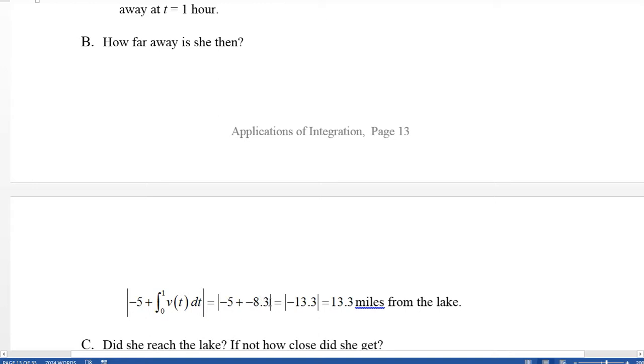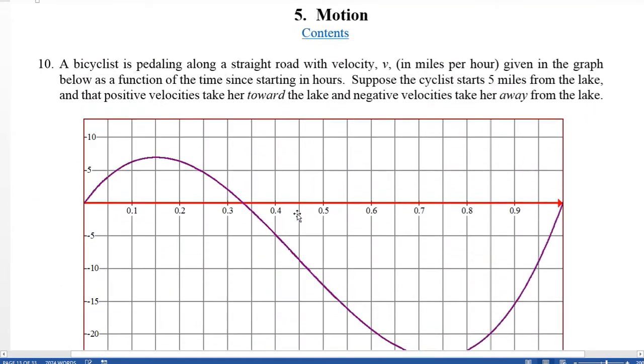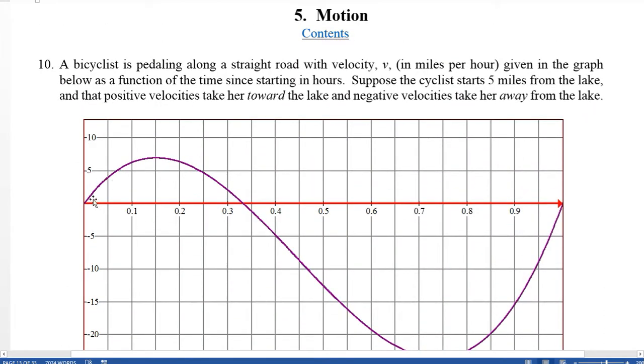Now I get that integral to be negative 8.3, added to -5 is negative 13.3 as her position, so that puts her a total distance of 13.3 miles from the lake. How did I get negative 8.3? Well, I basically divided this up into little rectangles. So I drew little rectangles. I'll draw one of them perhaps for you here.